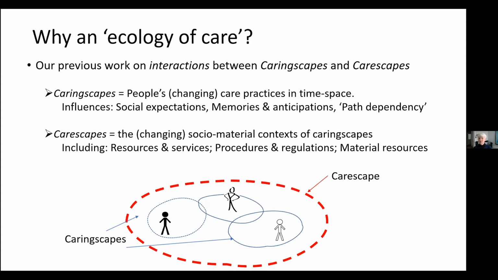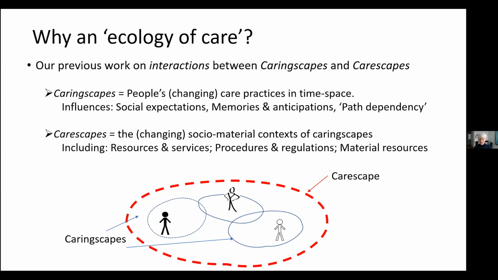And sometimes we come into contact with carescapes, which are much more about the socio-material context of care. This is the resources and the services, the procedures and regulations, and the material resources. So, for example, our caringscape might be that we anticipate, we begin to think, perhaps as we get into the second half of our lives, what caring might be like for ourselves or for our parents. The carescape that we encounter is the availability and sometimes the non-availability of domiciliary or residential care.